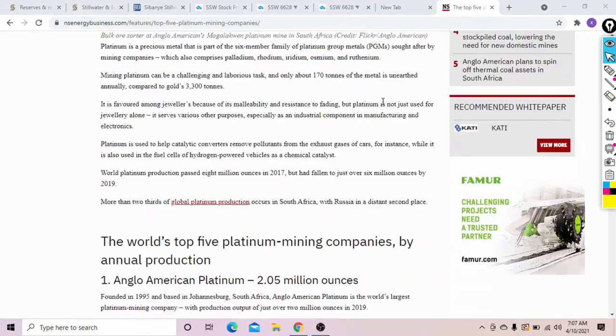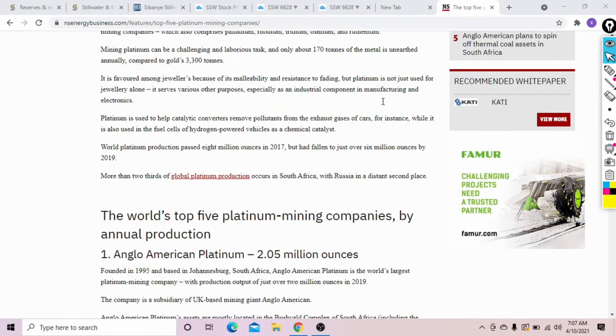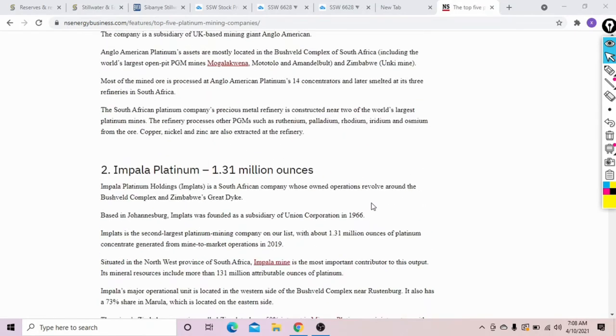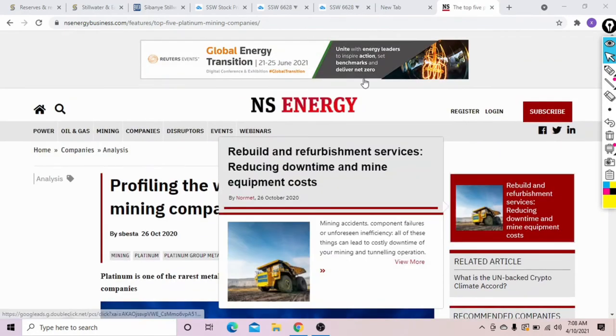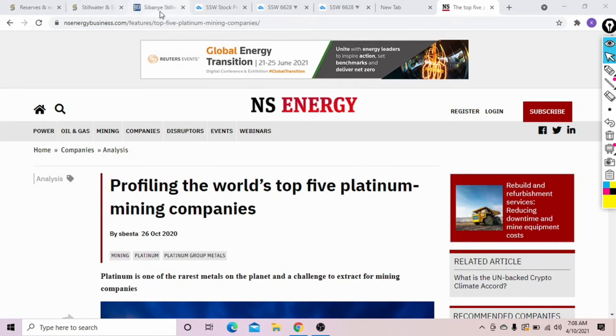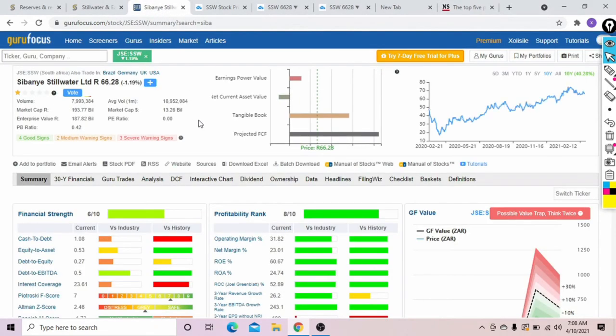All right. So far, I've shared with you the reserves and resources in terms of the assets of Sibanye, and also the ranking of Sibanye globally in terms of platinum production. Let's now go to fundamentals in terms of balance sheets, income statements, and cash flow statements, which is another part of fundamental analysis. All right, here I'm on GuruFocus.